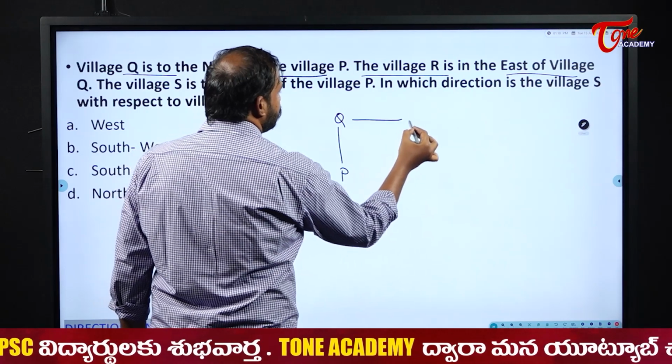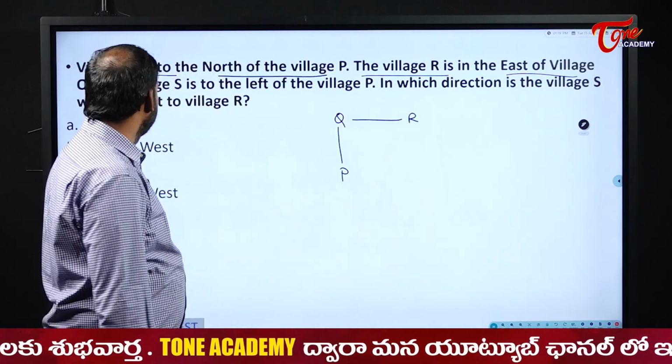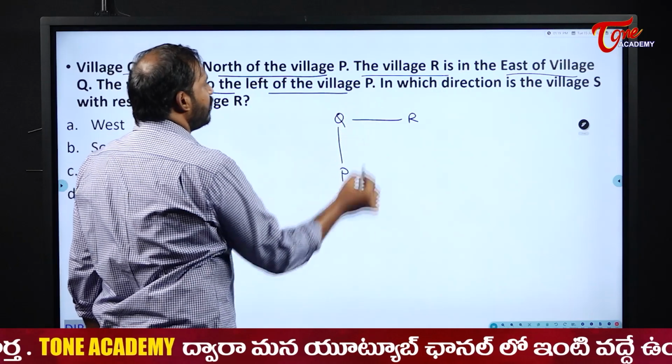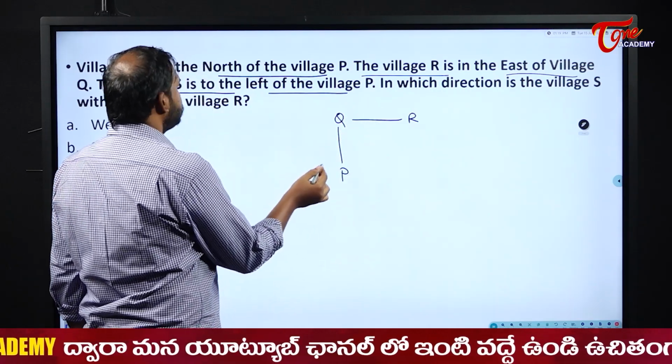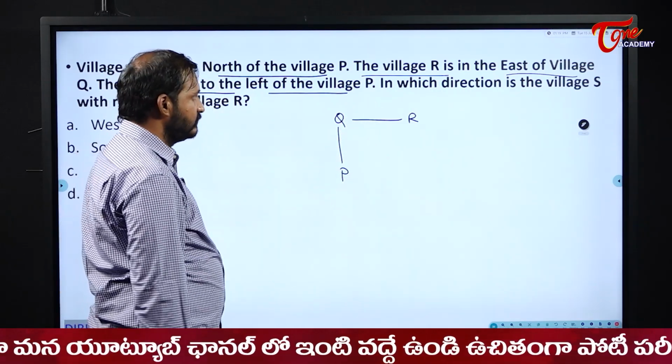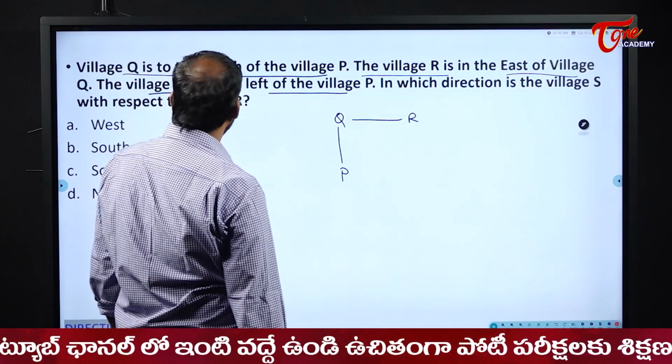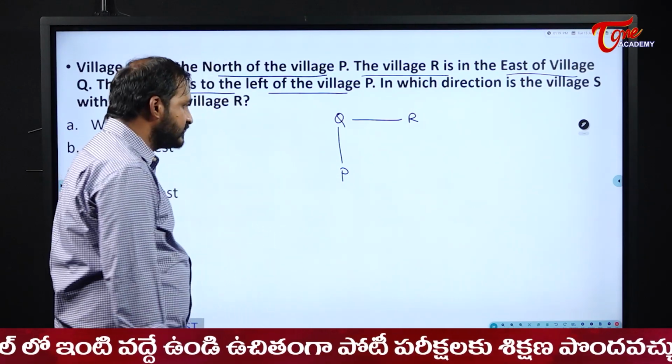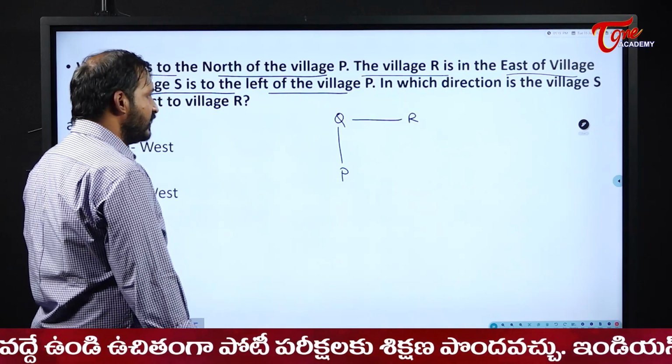East of village Q is what? Village R. Okay. Next, village S is to the left of village P. In which direction is village S with respect to village R?